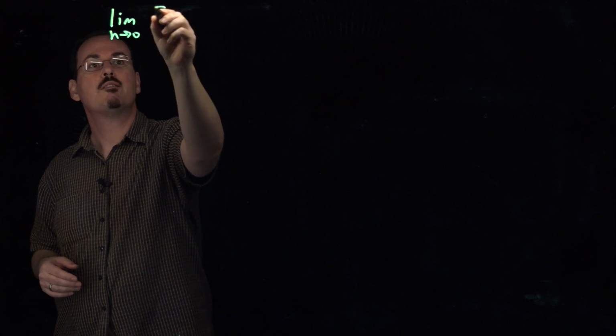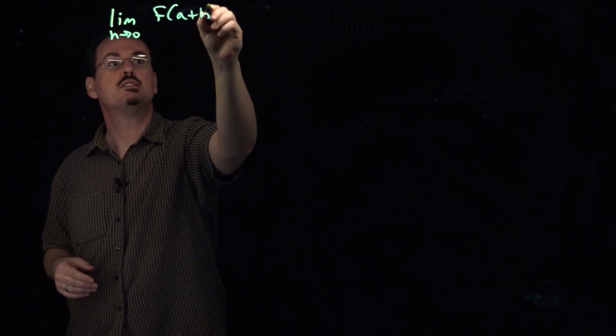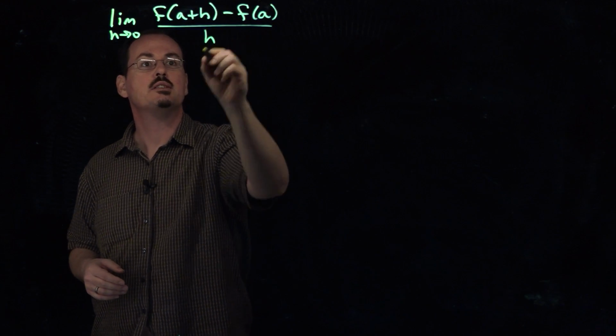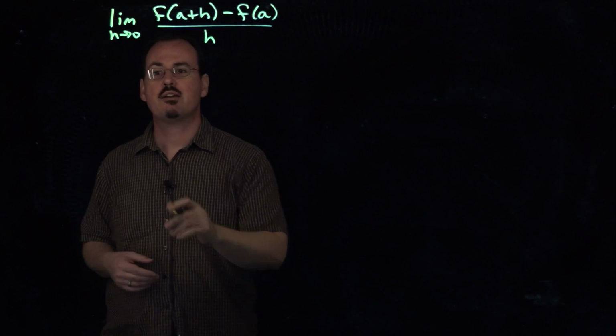I want to do an explanation of the instantaneous rate of change formula that you see on the worksheet for section 3.3 and in the section for 3.3 in the book. So instantaneous rate of change is defined to be the limit as h approaches 0 of f of a plus h minus f of a, divided by h. So what does this mean graphically speaking?